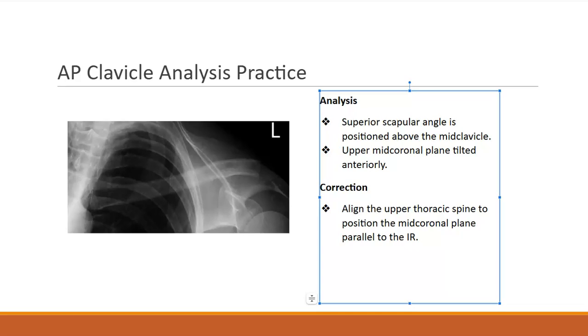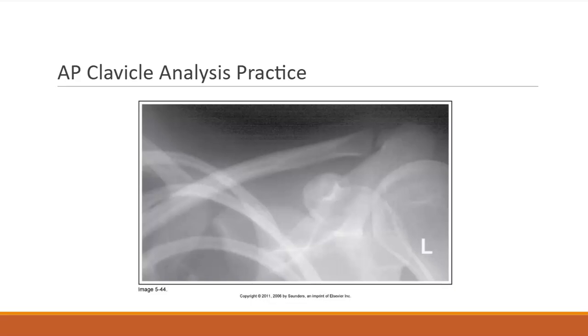Next, we're going to look for any plane tilting. When you identify the superior scapular angle, you can see it is in a position way above the mid-clavicle. This is causing distortion of our anatomic structures. In order to correct this, we need to position the body or anatomy so that the mid-coronal plane is parallel with the IR. Take a look at this next practice analysis and answer the following question.